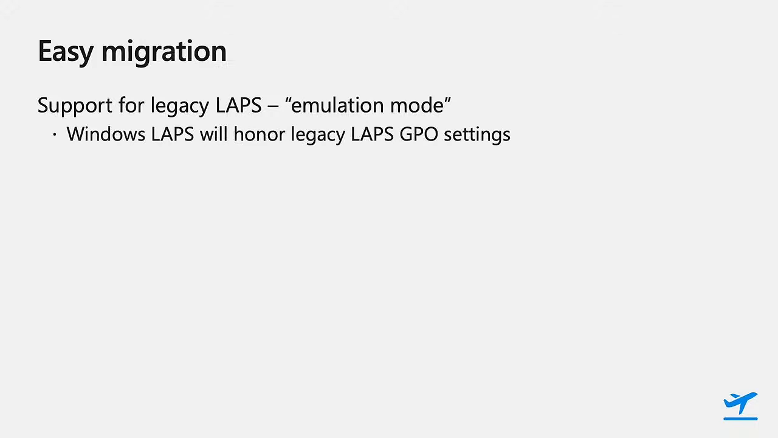I wanted last to talk a little bit about some of the migration scenarios we have. Many of you will have really large existing Legacy LAPS deployments, and we've built support into this new LAPS client in Windows to support the legacy LAPS policy settings. We call this legacy LAPS emulation mode. So we will honor the legacy LAPS GPO settings. When you configure the new Windows LAPS to do that, we will operate over the legacy LAPS schema element. So we're updating the msDS-AdmPwd password type schema.